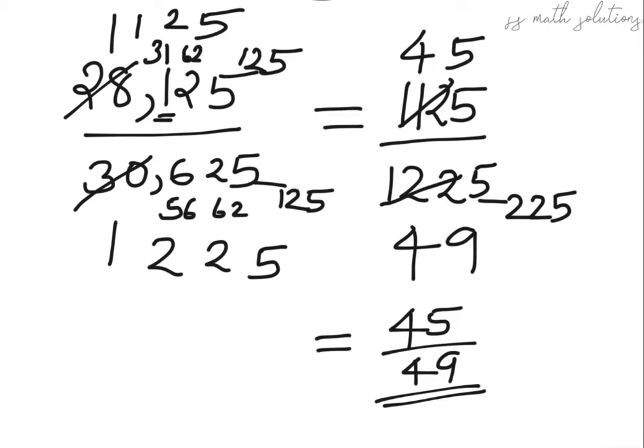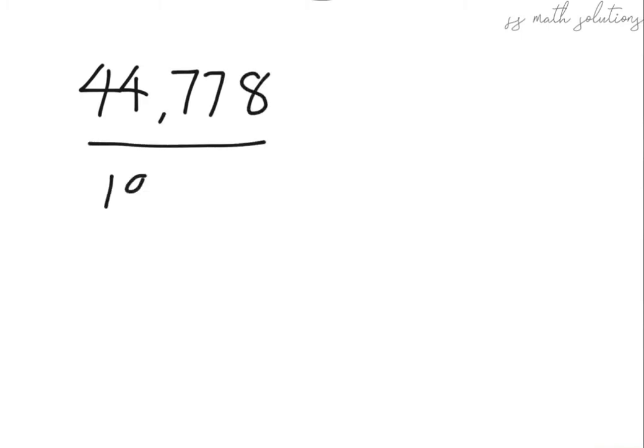Okay, let's check one more big number. Here I am taking 44,778 divided by 19,108. Okay, what happened here? Here both are even numbers. I can cancel with 2, but I am trying to cancel with 17.